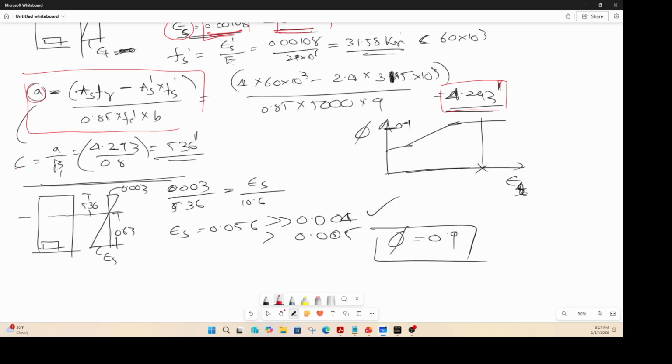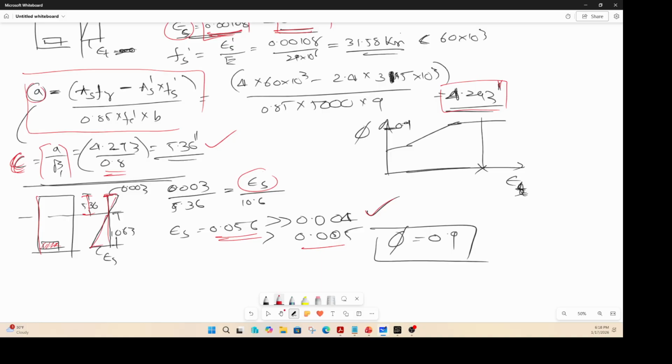It was 2.56 or something. You calculate your C value, the depth of the neutral axis, as A by beta. Beta will remain the same. You calculate that and use that particular depth of neutral axis. Use similar triangles again to calculate your epsilon s value, which is the strain here. Okay, so now you calculate the strain in steel and find that it is 0.056, greater than 0.004. That means the beam is legal.